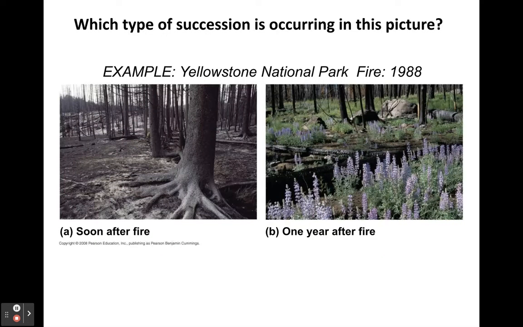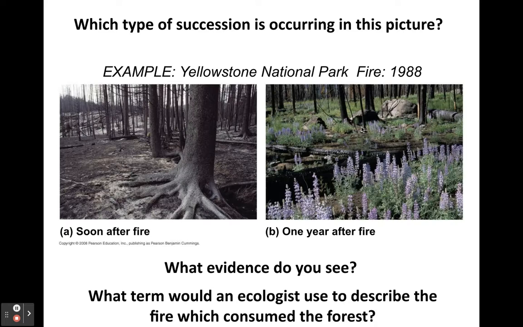All right, so here's another example. What type of succession is occurring in this picture? Well, we have soil that's still present. It looks like a forest fire, and that's exactly correct. So we see soil present. What term would an ecologist use to describe the fire? That would be a disturbance, right?